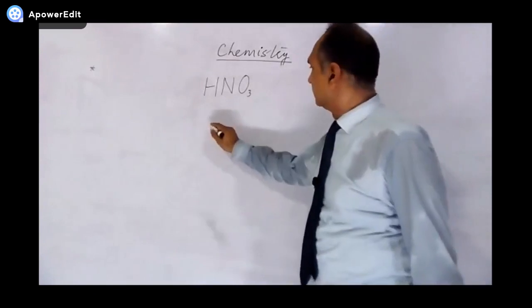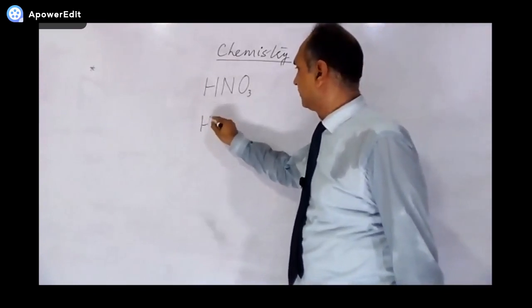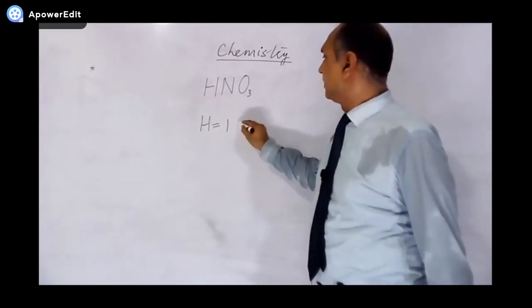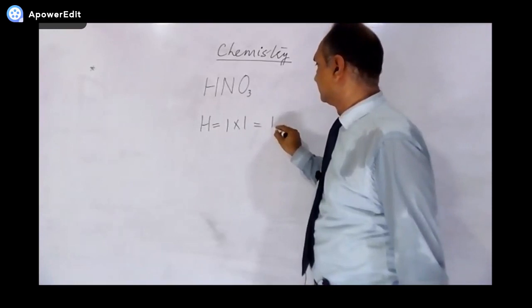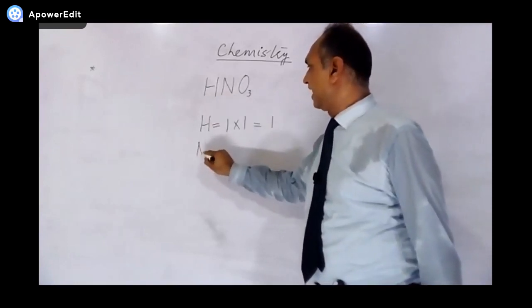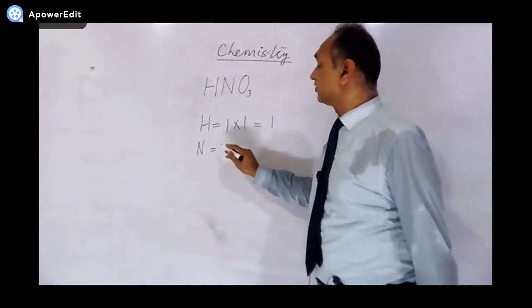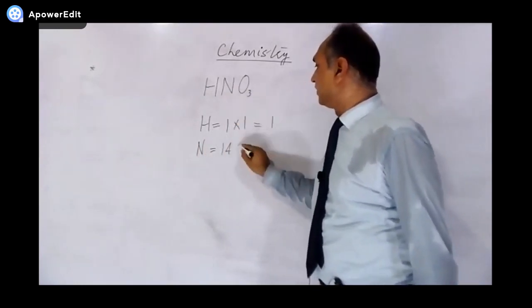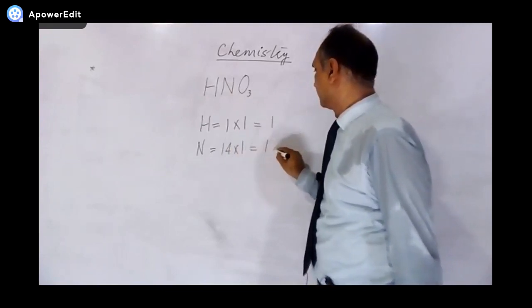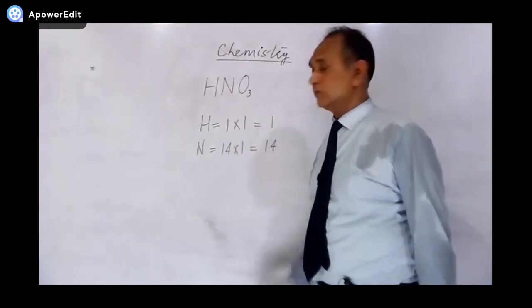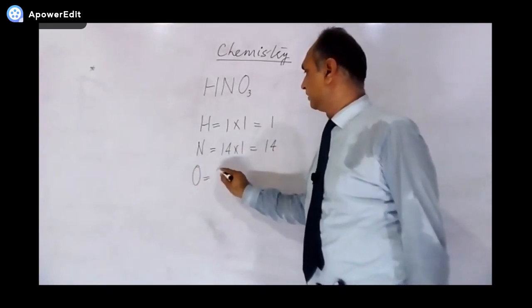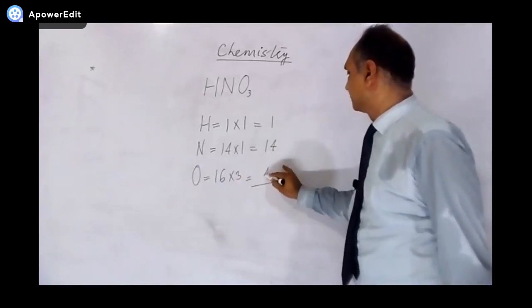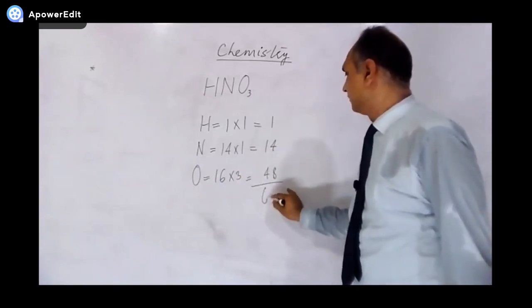HNO3. First one is H. What is the mass of hydrogen? 1. How many hydrogens? 1. Next is N; N stands for nitrogen. From the table, what is the mass of nitrogen? 14. How many nitrogens do we have? 1. Oxygen: the mass of one oxygen is 16. How many oxygens? There are 3 oxygens, 48. Add them, we'll get 63.